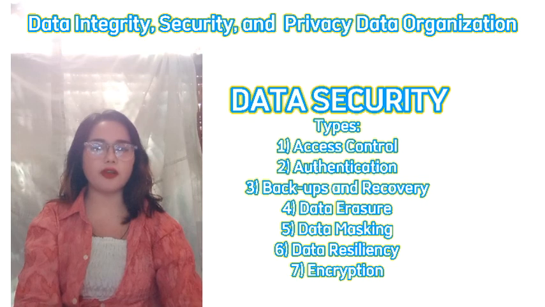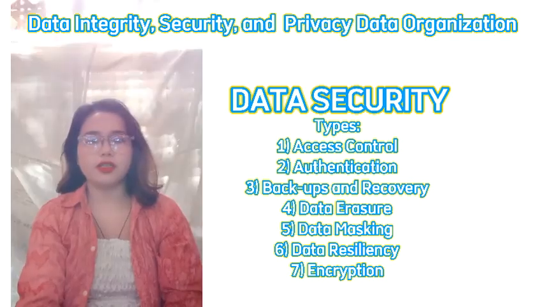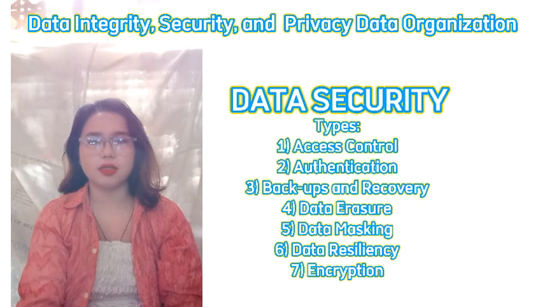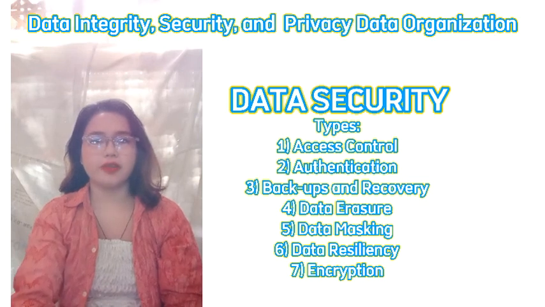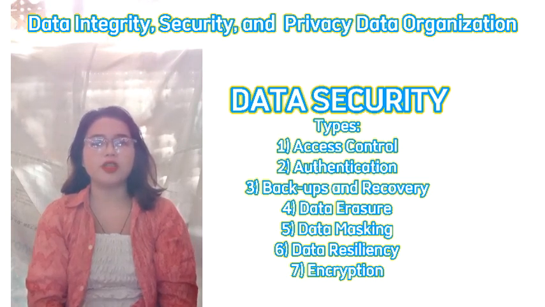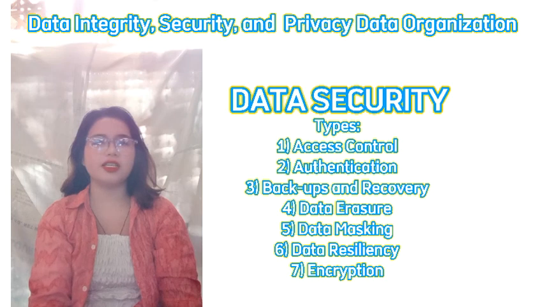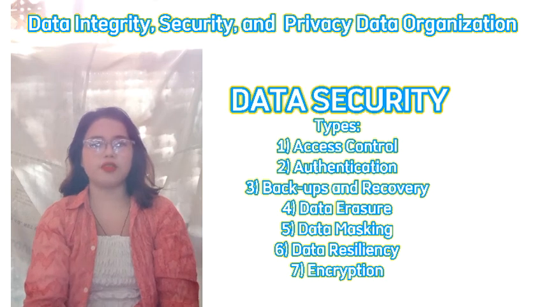Third, backups and recovery. You'll need a backup data copy stored in a separate format such as physical disk, local disk, or cloud to recover if needed. Fourth, data erasure. It completely overwrites data on any storage device and is more secure than standard data wiping. Fifth, data masking. By using data masking, information is hidden by obscuring letters and numbers with proxy characters.